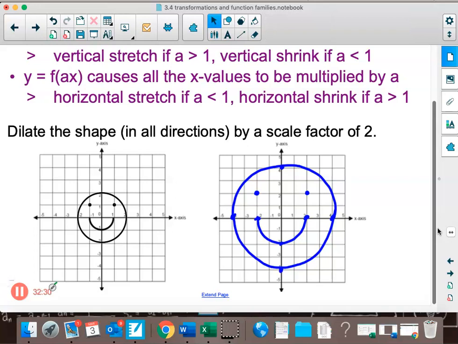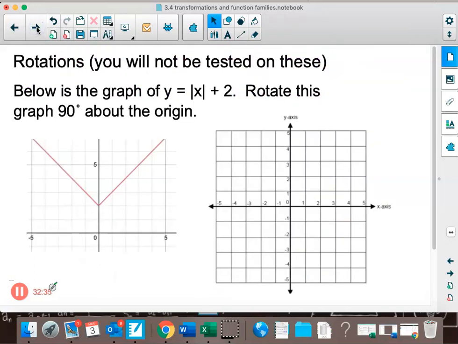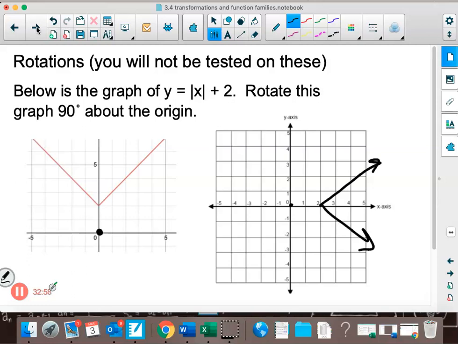Okay, last thing. I've got you for 60 more seconds. And you have to get homework. Don't leave without homework. A rotation. If I have to rotate 90 degrees about the origin, you stick a pin in the origin and you turn it. A rotation is a turn. So if I'm going to rotate this, here's my origin, my new graph is if I took this and turned it. Does that make sense for rotation?